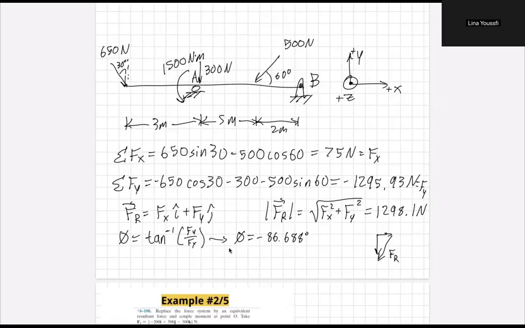Did I draw that right? It's flipped. Sorry. How do I erase that?